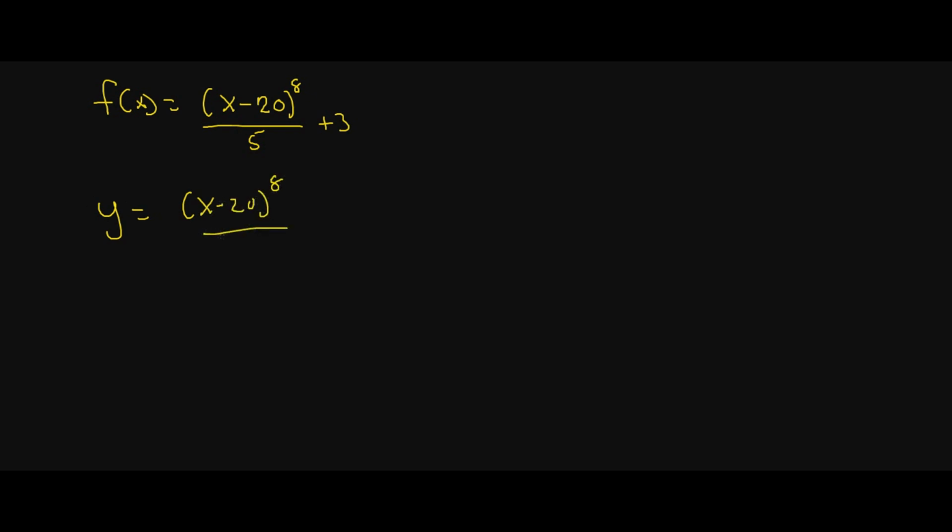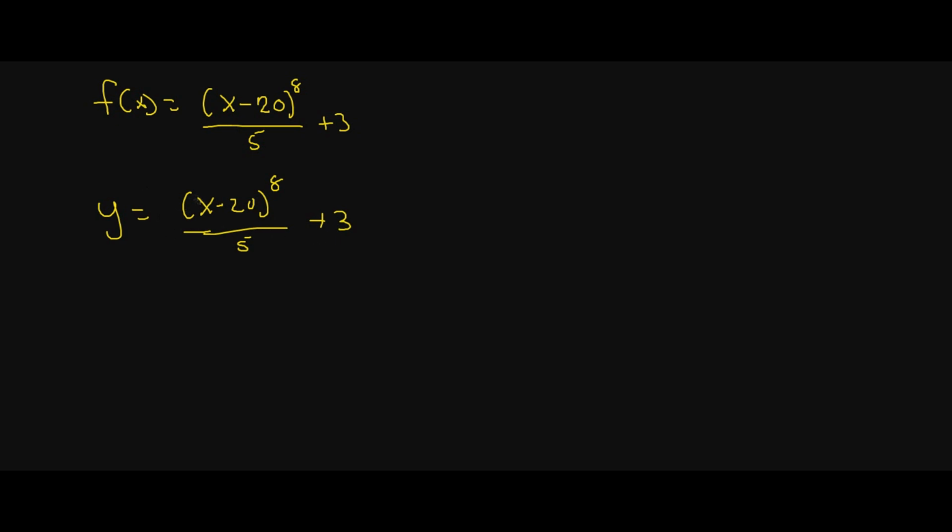Let's go ahead and do another one, huh? Let's say I give you the equation f of x is equal to x minus 20 raised to the 8, divided by 5, plus 3. Let's find the inverse of this. Well, let's just rewrite this as y equals x minus 20 raised to the 8, all divided by 5, okay, plus 3.